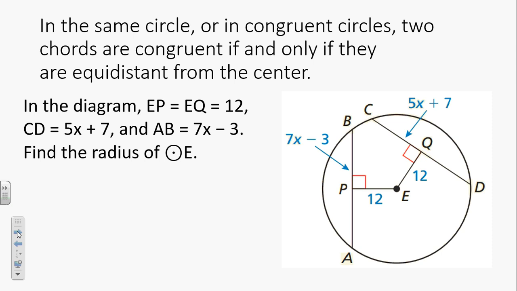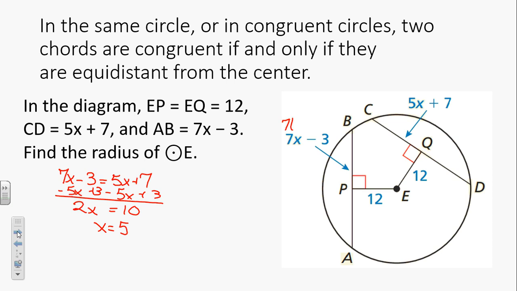Okay? So what are we going to do to figure out what x is? Yep. So we set the two chords equal to each other. Sorry, thank you. And we're going to take the 5x from both sides and add 3 to both sides. So x is 5. And we plug it back in. 7 times 5, so 35 minus 3. So if that's 32, this had better be 32.